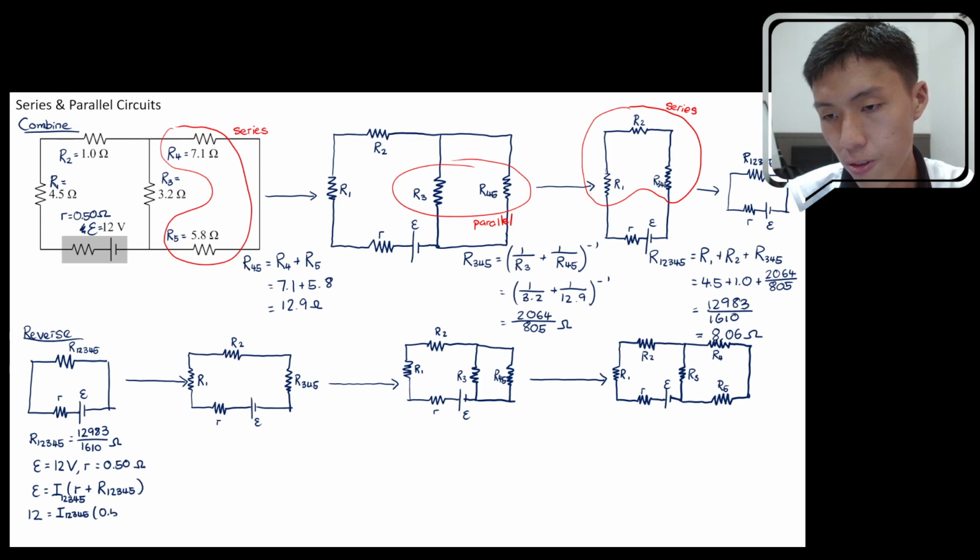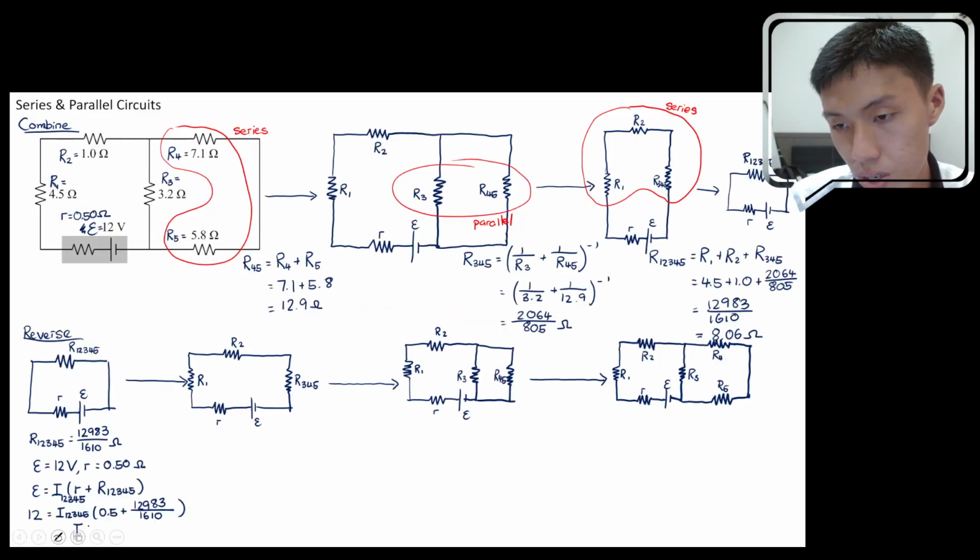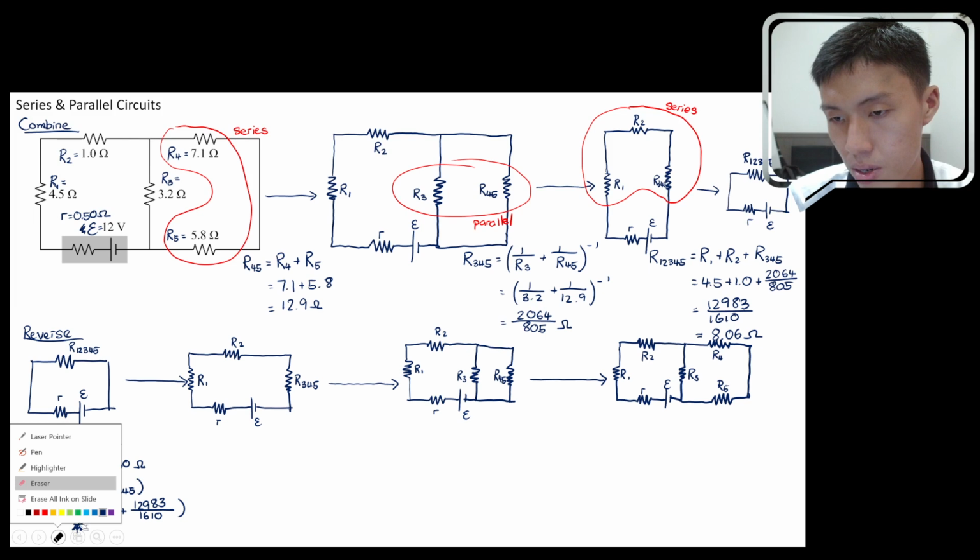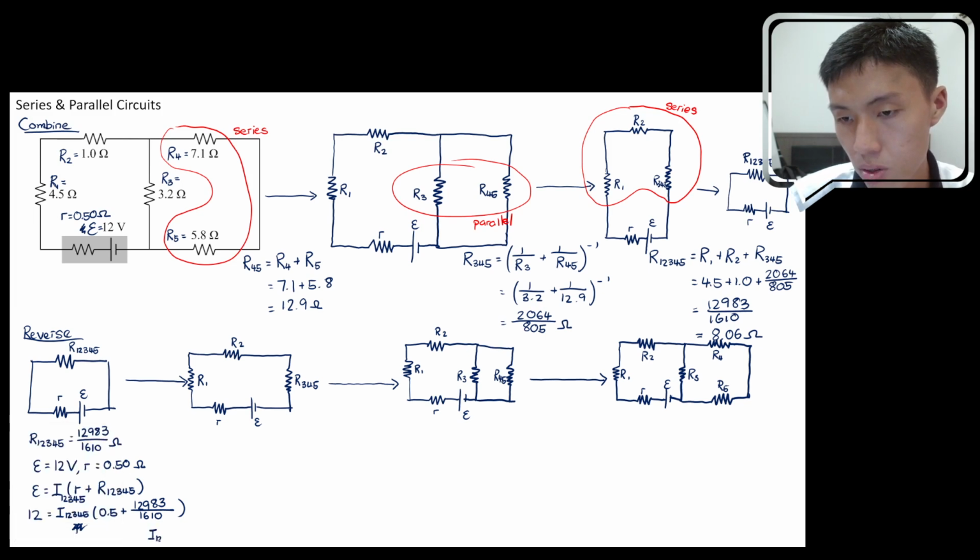Then you have 0.5 plus R12345. R12345 is 12893 divided by 1610. So from here you can get I12345. Let me write here. I12345 in this case will be 1610 divided by 1149.